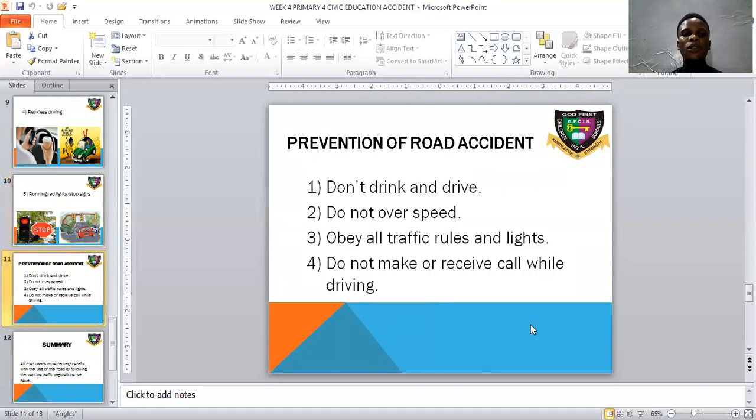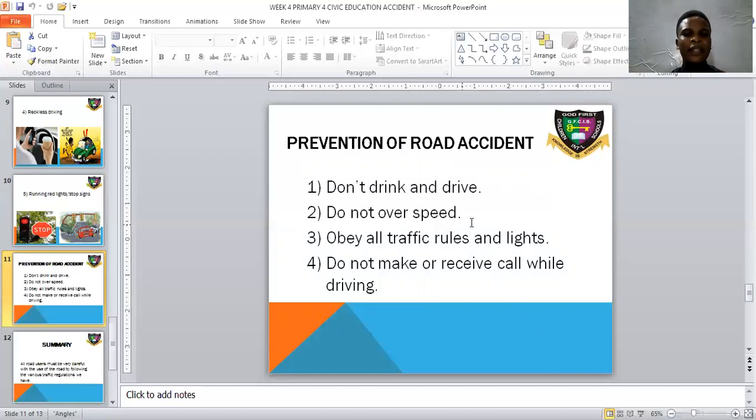Good. Now, the next subtopic says prevention of road accidents. How can you prevent road accidents? How can you prevent all these things you discussed? The first one is don't drink and drive. If you must drive, don't drink, so that you will not be involved in any form of accident. And if you must drink, don't drive. You take one and leave the other. If you must drink, don't drive. And if you must drive, don't drink.